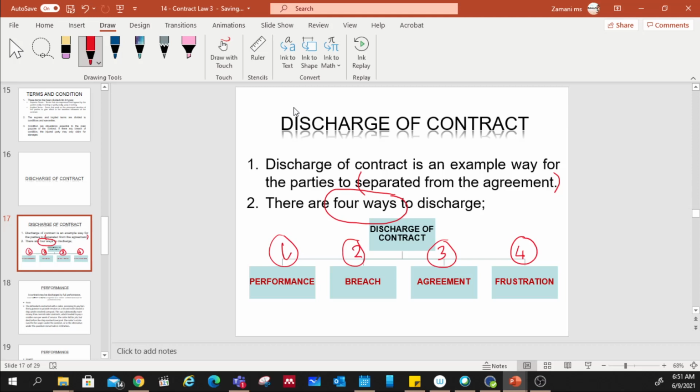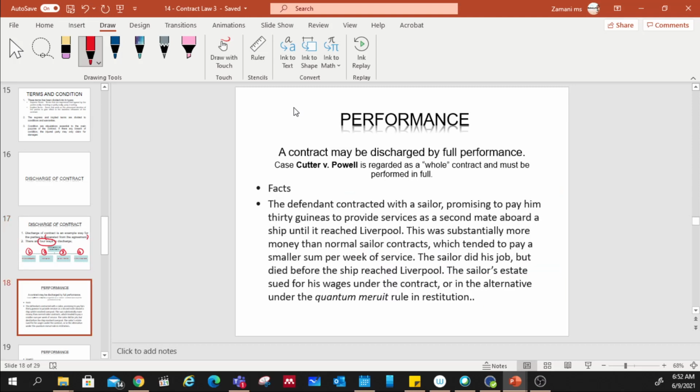To make it very brief, it's very simple. When you discharge a contract, the first is by performance. Performance means you complete the contract itself. The second one is not by completing the contract. The third one is by agreement, and the last one is by frustration, which means you cannot move on to complete the contract anymore.